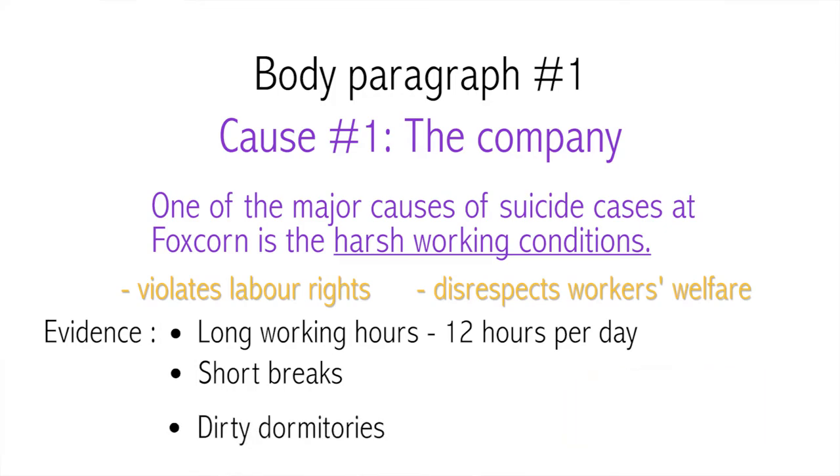The workers have to sleep in dirty dormitories, I think. Right, so you're talking about conditions both inside and outside the workplace. Add that to your sentence. Both inside and outside is a good linking phrase. What would you write about first? The rules inside the workplace. Yes, and what could you write? Inside the workplace, the company has strict rules which confine the freedom of workers. Great, and how could you introduce an example of a strict rule? I know, by writing for example. Great, but how do these strict rules apply to cases of suicide?